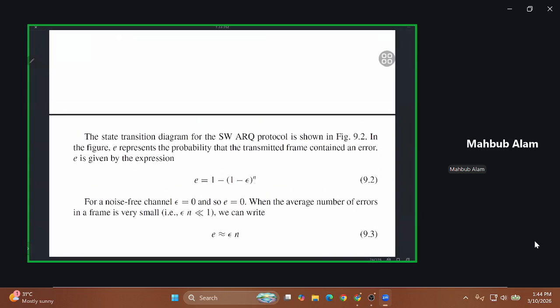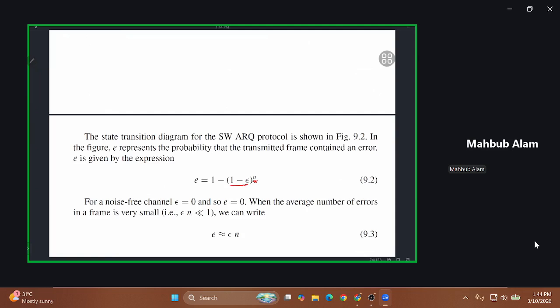Let us assume that the packet size is n. That means there are n bits in a frame, and epsilon is the probability of a single bit error. Sometimes we call it BER, bit error rate. And then 1 minus epsilon is the probability that there is no error for a bit. So a bit is successfully sent. And this to the power n indicates all the n bits are successfully sent.